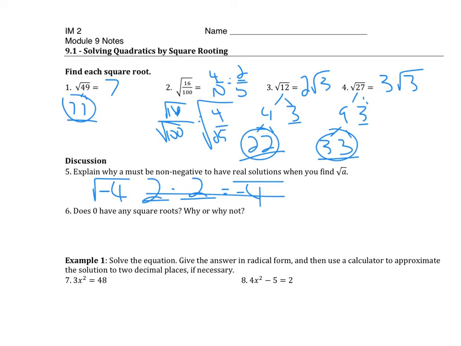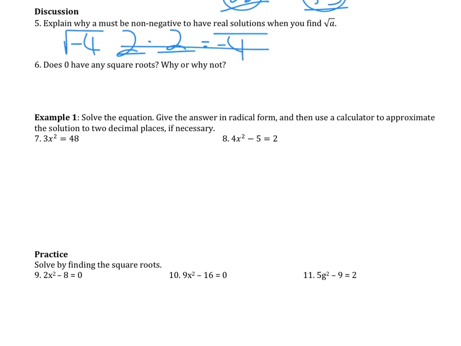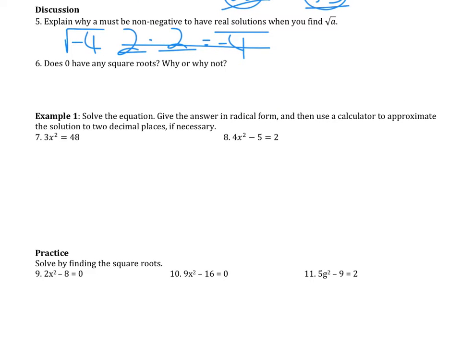Okay, so does 0 have any square roots? Why or why not? Okay, so we'll discuss that one when you come back in class, have an answer to that concept. All right, let's look at some examples here. We want to solve the equation, give the answer in radical form, and then use a calculator to approximate the solution to 2 decimal places.